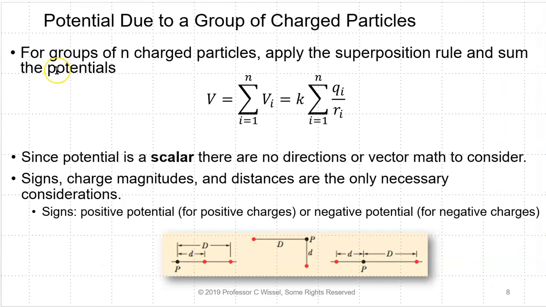Now we're going to take groups of n charged particles, and we can apply the superposition rule and sum the potentials. And the lovely thing about this is potential is a scalar. So there's no directions or vector math to consider. All we need to do is, we know for one particle it's just kq over r. We can pull the k outside the summation sign. So V equals k times the sum of q over r for all the different particles. Signs, charge magnitudes, and distances are the only necessary consideration. Signs: positive potential is for positive charges, or negative potential for negative charges.